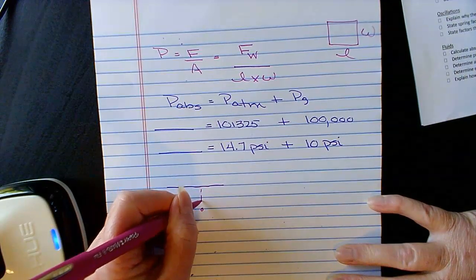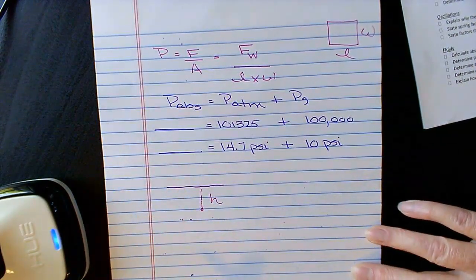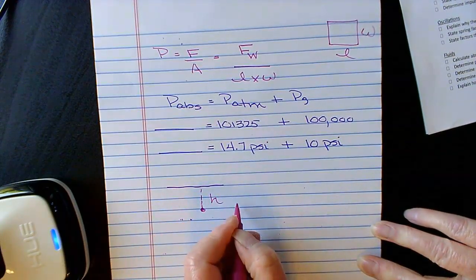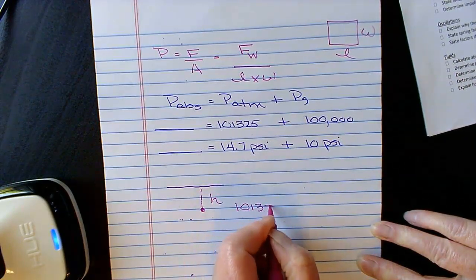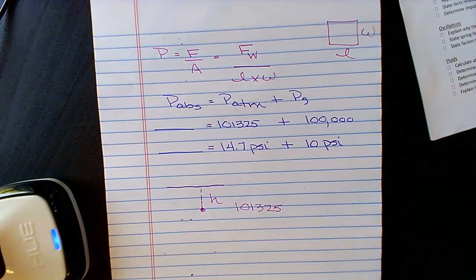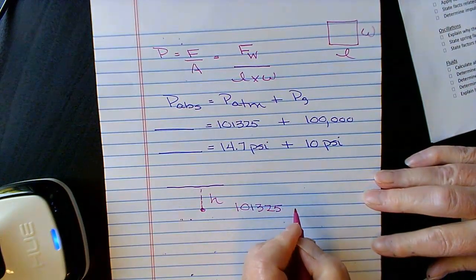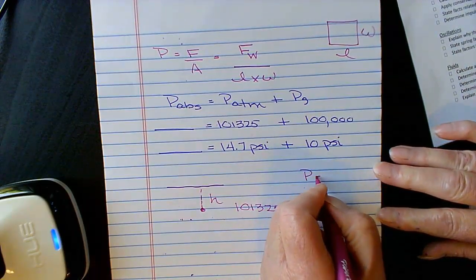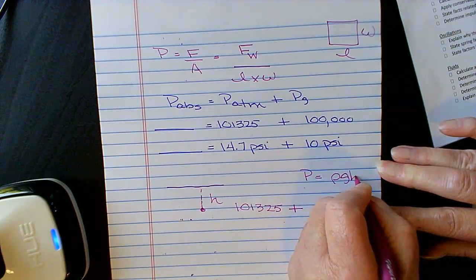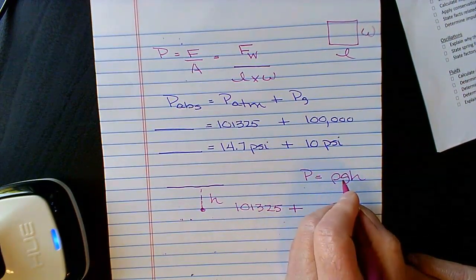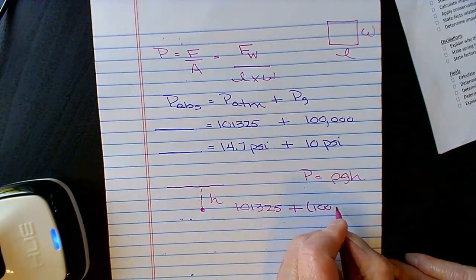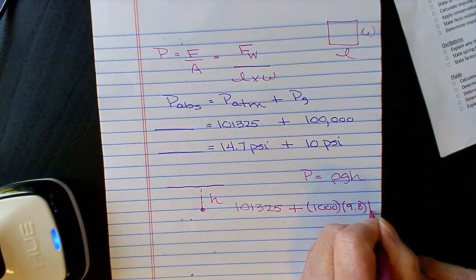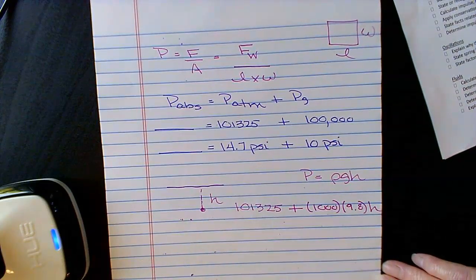So we're going down this deep, we'll call that H, that's how deep we're going. The pressure that acts on somebody underwater is going to be equal to 101,325. But when you go underwater, the pressure on you increases. You have to know that's a plus. And it increases by this amount, ρgh, where ρ is the density of the fluid. That would be 1,000. g would be 9.8. And then h would be how deep you're going under the water.